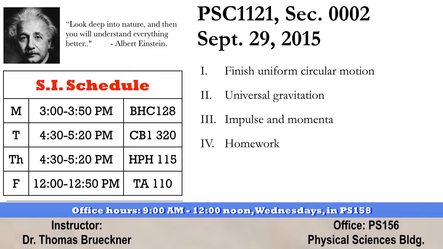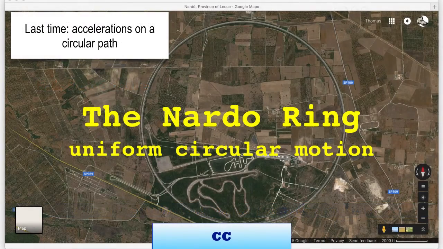All right. Last time we were talking about the Nardo Ring, the circular test track in the boot heel of Italy, as an excellent example of real life stuff that you can see. Well, if you're in Italy, you can see it. Real life stuff of everyday things that are in uniform circular motion.